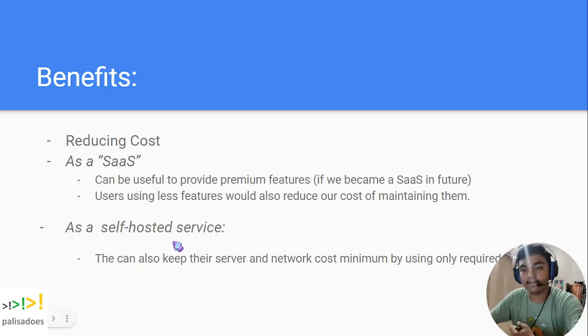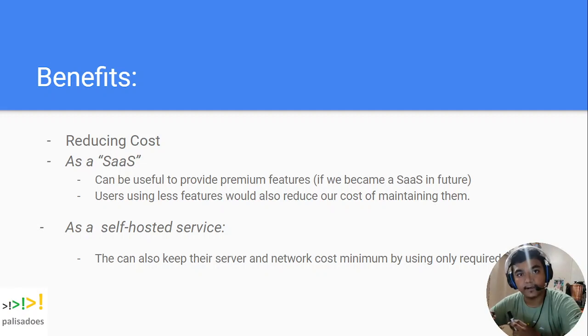The second one is a self-hosted service. As we all know, religious communities most often work on a donation basis, so they need to keep their computing cost as low as possible. To make sure that happens, they can also keep their server and network cost minimum by using the minimum features in their applications. For example, if there's a huge organization and they want to keep their cost minimum, they might remove the features that they are not even utilizing.